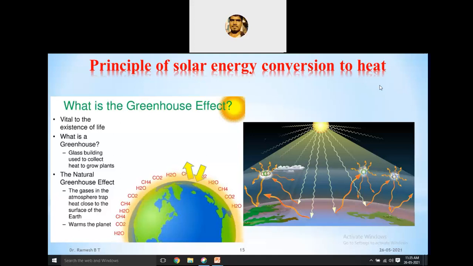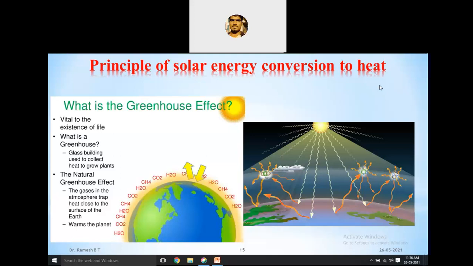Man constructs an area with the help of glass, and within that glass building, they start growing plants. This process is called a greenhouse. You may have observed in some agricultural land, they cover the area with glass or some green-colored material, and they start growing plants. That is what a greenhouse is. But now, what is meant by the natural greenhouse effect?